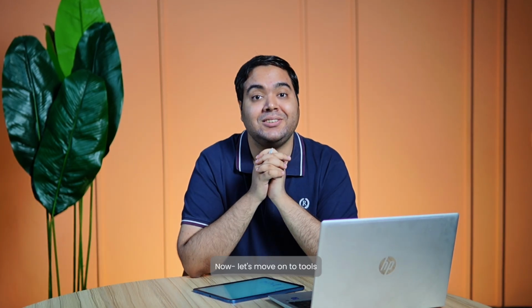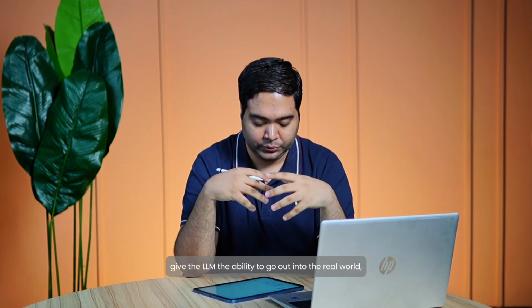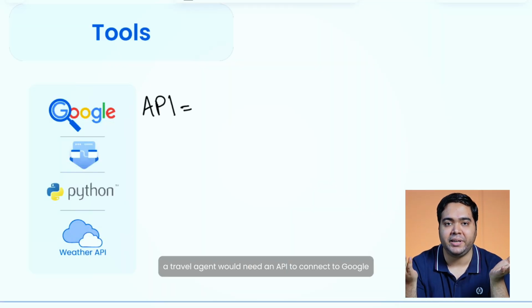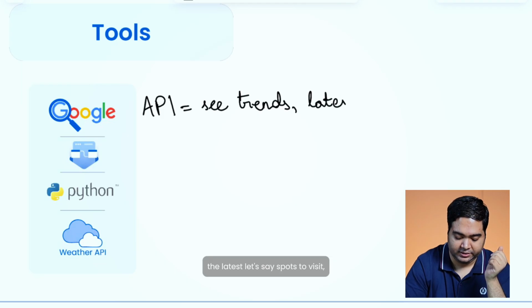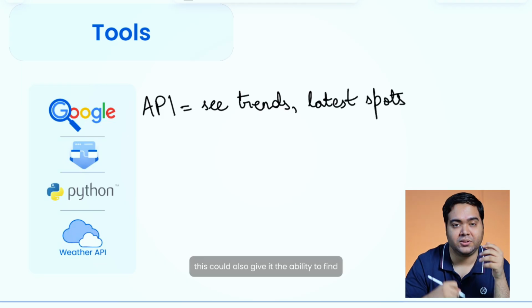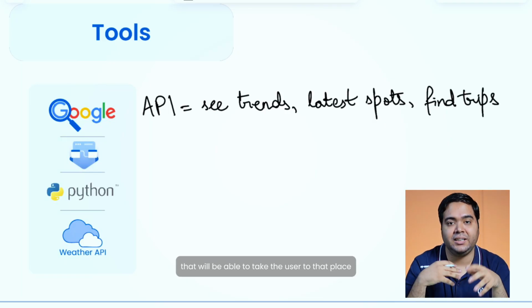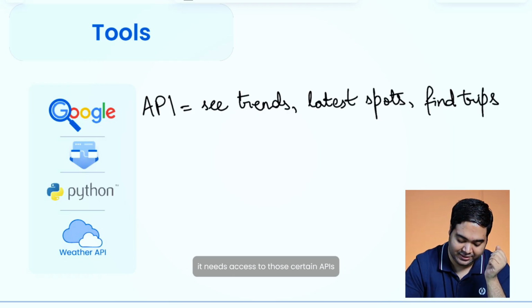Now, let's move on to tools. Tools basically, like we discussed, give the LLM the ability to go out into the real world, see the latest data, execute some things like that. In this scenario, let's say our travel agent would need an API to connect to Google. This could be to see the latest trends, the latest, let's say, spots to visit. This could also give it the ability to find trips or flights that will be able to take the user to that place.